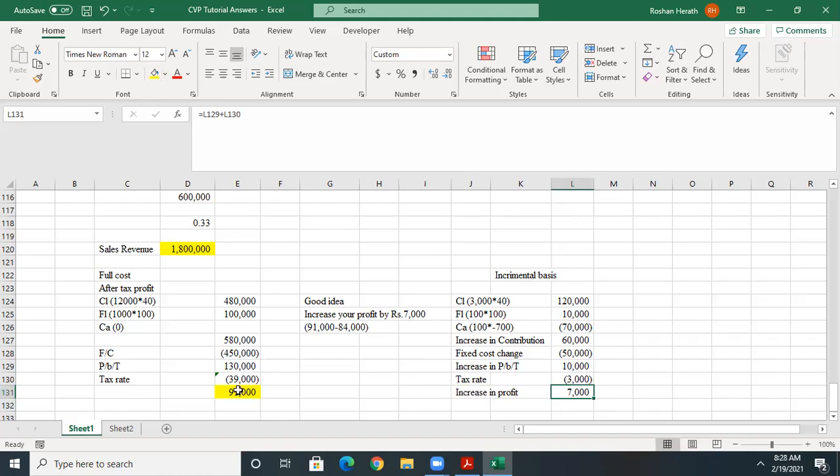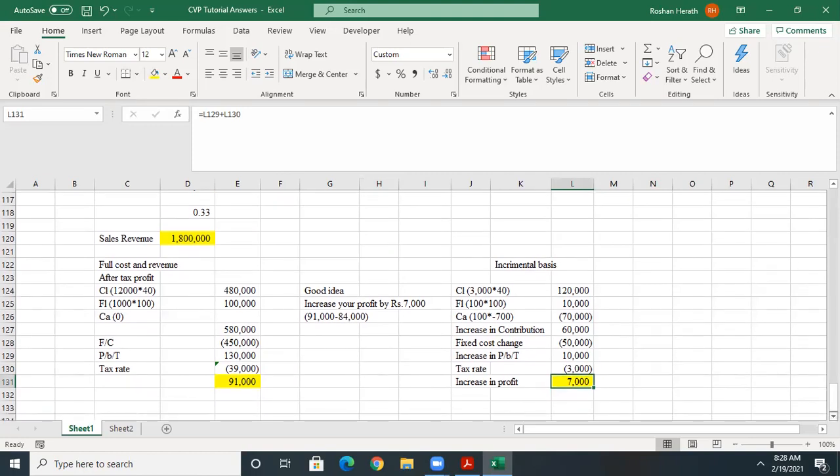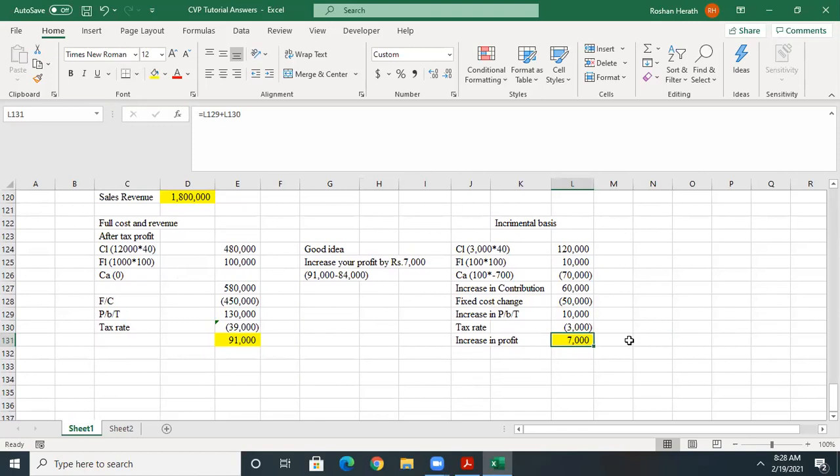So here you consider the full figures, right? So it was the full cost basis, but here you are applying the incremental basis, right? So not only the cost, but also the revenue as well. So this is how you do it. Whatever method you are comfortable with, you can adapt and figure out the answer.